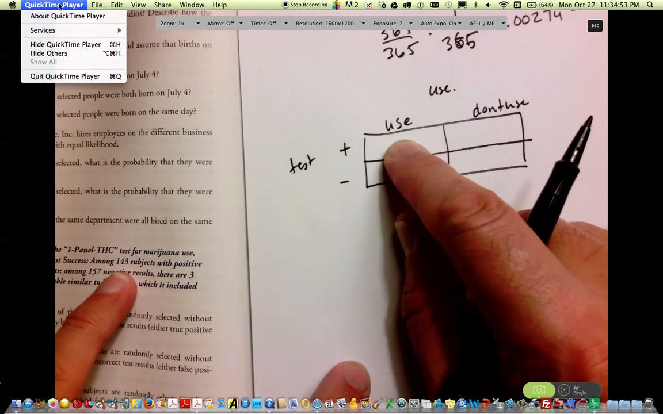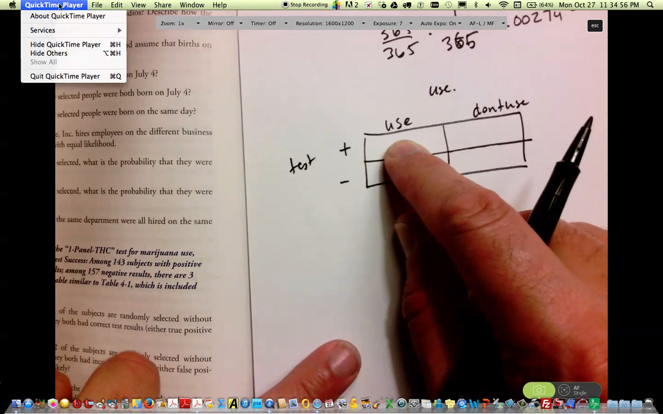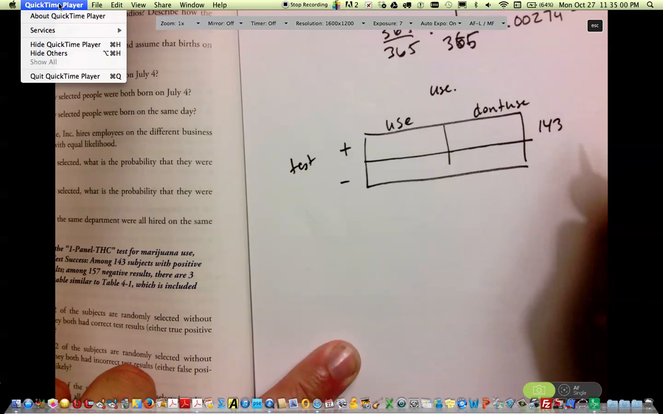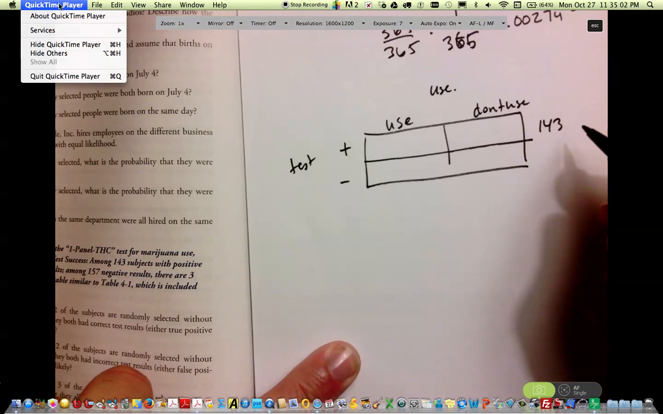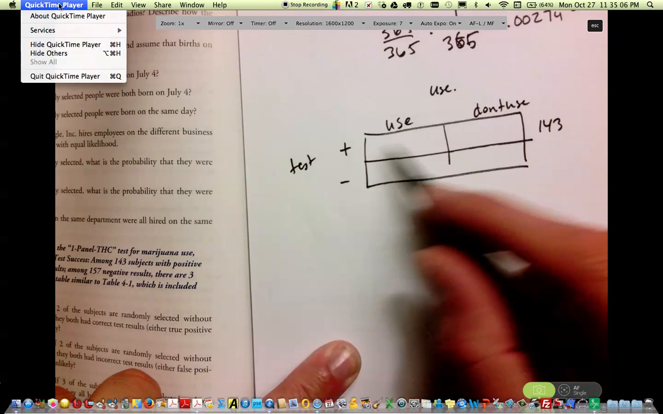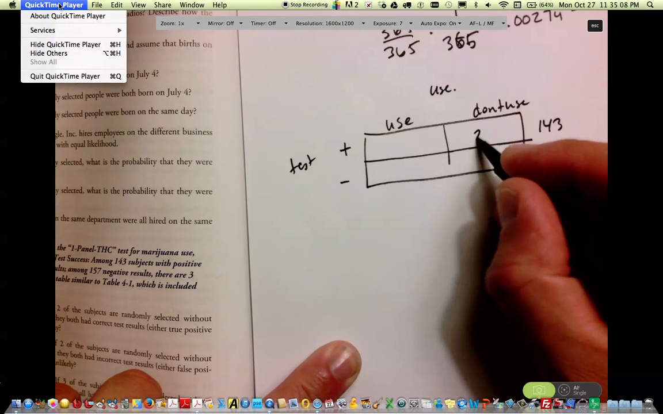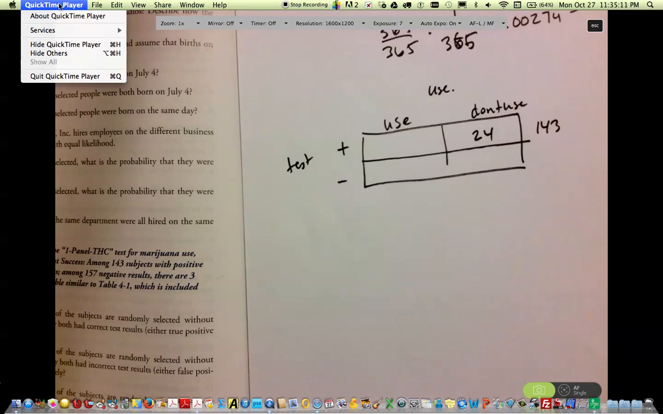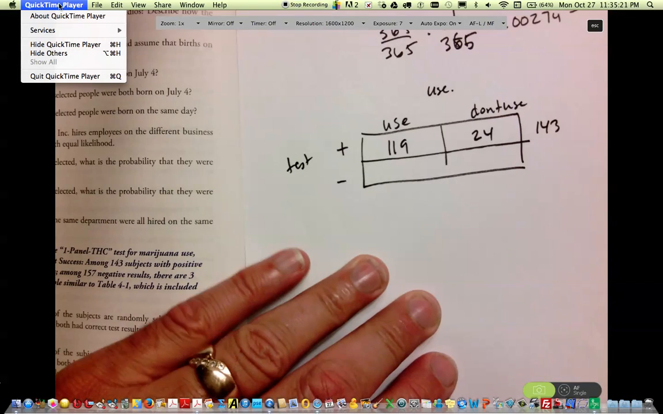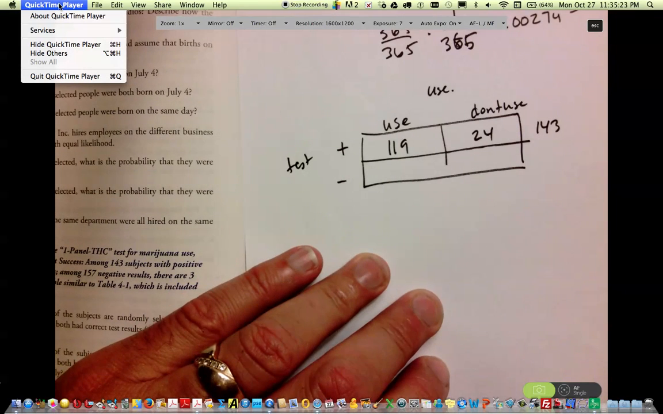If people are using, let's see, what does it say? Among the 143 subjects with positive test results, so there were 143 of these people, there were 24 false positives. A false positive is they test positive but they don't really use. So there's 24 here, and then the rest of them, 143 minus 24, that's going to give me 119. So 119 are users and test positive.